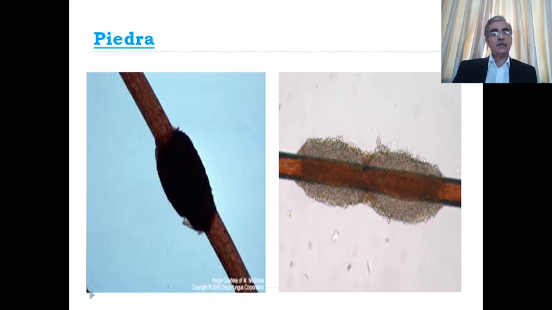Clinically, in this picture we can see black piedra and white piedra. In black piedra, firm, hard nodules are on the hair shaft, whereas in white piedra, loosely adherent grayish to whitish nodular lesions are on the hair shaft.